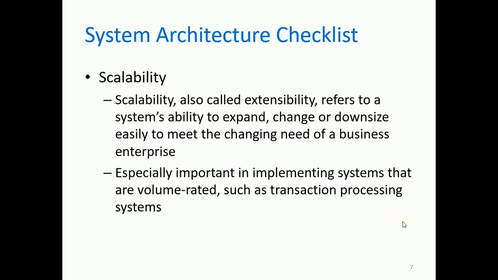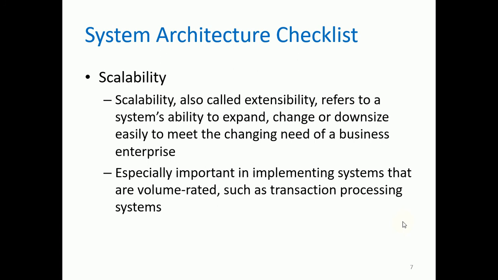Next, another checklist item for system architecture is scalability. It is also called extensibility. It refers to a system's ability to expand, change, or downsize easily to meet the changing needs of a business enterprise. Scalability is very important in implementing systems that are volume-rated, such as a transaction processing system. So scalability means to expand or downsize.